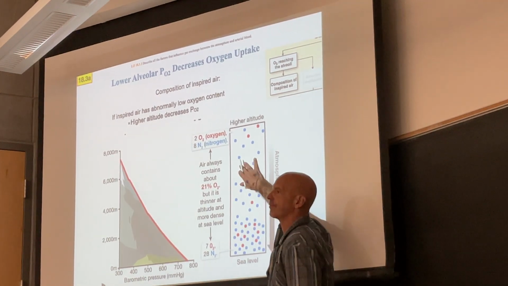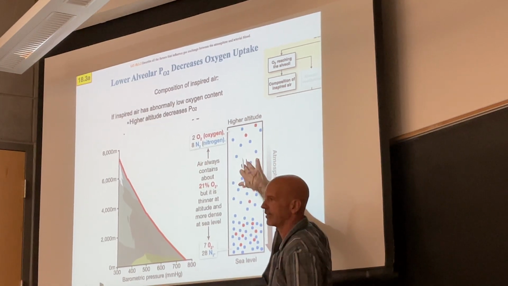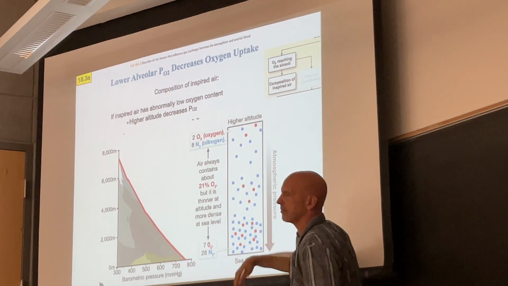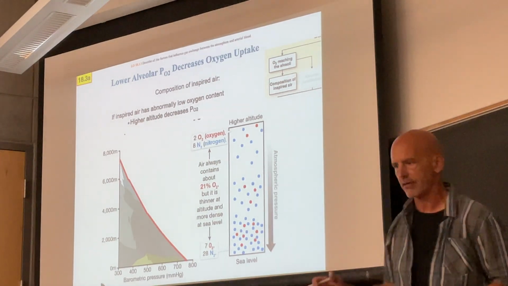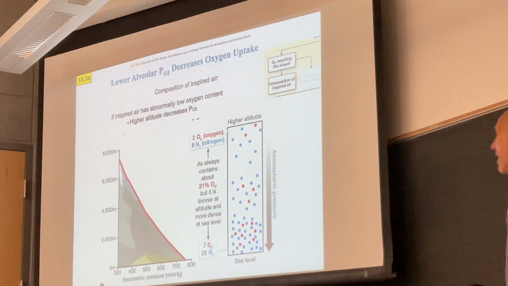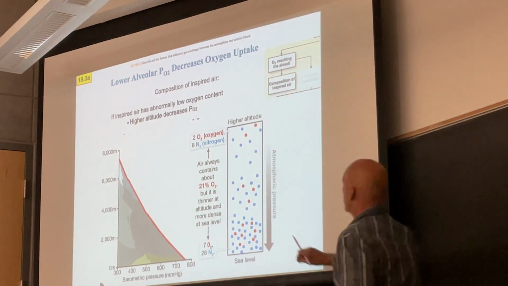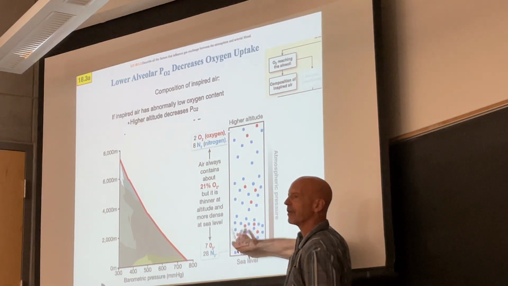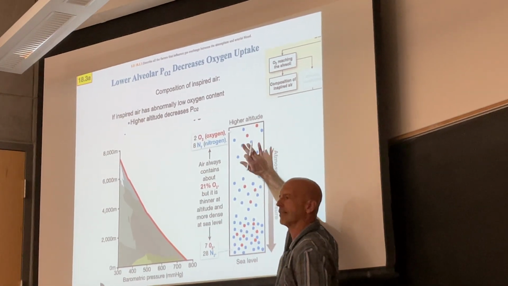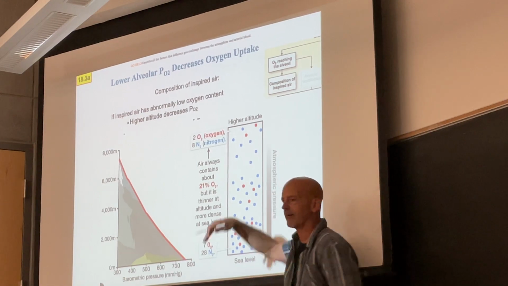As you move up, there's less and less of it as you get up there, right? So the total air amount, even though the oxygen is still 21%, is much thinner. This is why they call it thin air. You get up there and you're breathing the same rate, and you're getting a lot less oxygen, right?